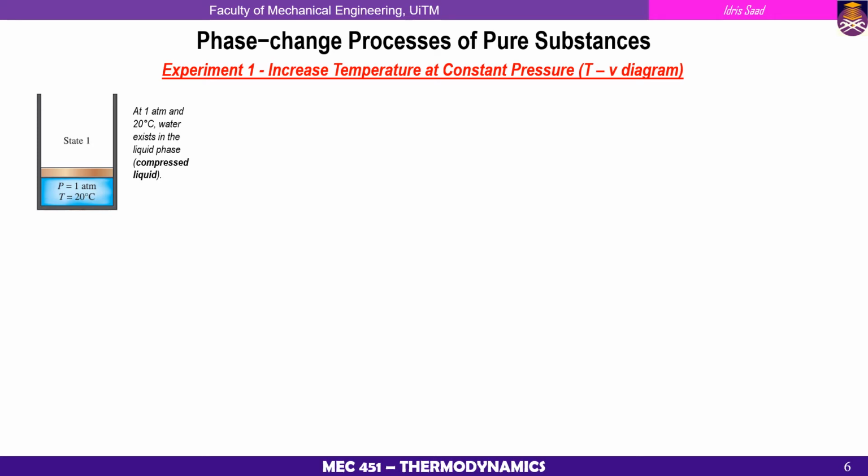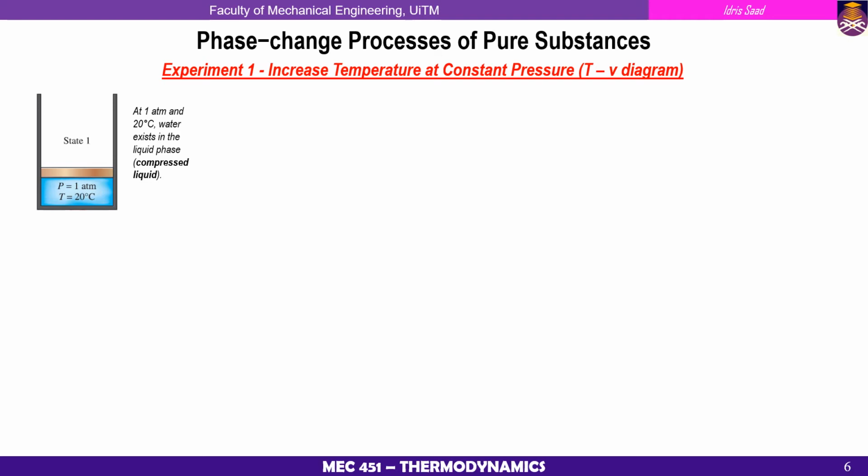Why do we call it compressed liquid? It is because the water in the liquid form is compressed by atmospheric pressure. Anyhow, all of the substances in this world are basically compressed by the atmospheric pressure. Okay, that is about the name of the compressed liquid.